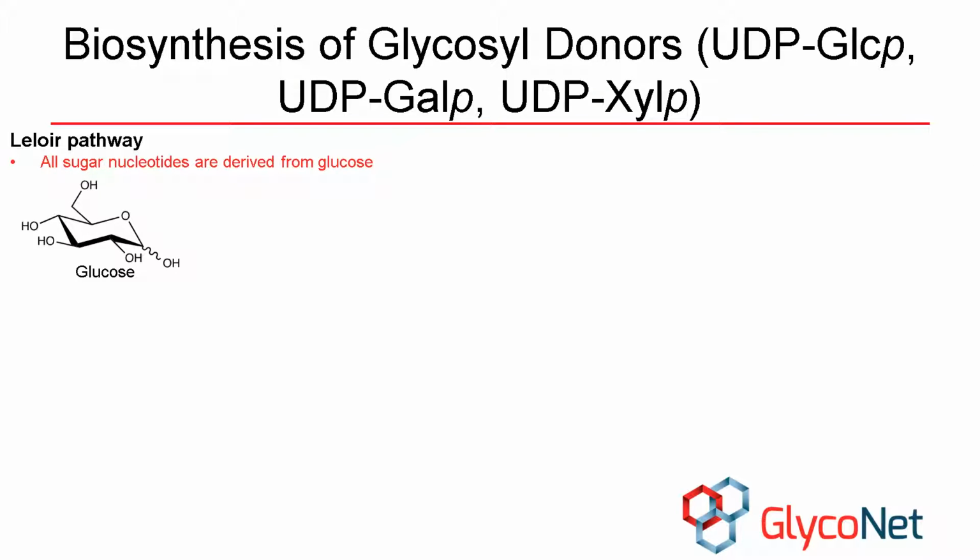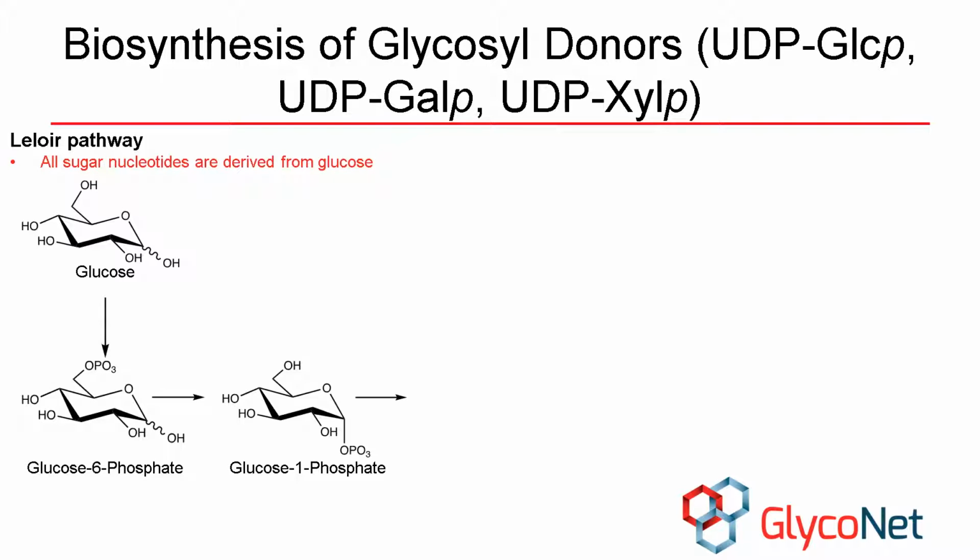In the biosynthesis of the UDP derivatives of glucose, galactose, xylose, and glucuronic acid, glucose is first phosphorylated to form glucose 6-phosphate, which is then converted to glucose 1-phosphate in the presence of a phosphoglucomutase. Glucose 1-phosphate is then converted to UDP-glucopyranose through the use of a phosphorylase enzyme and UTP.